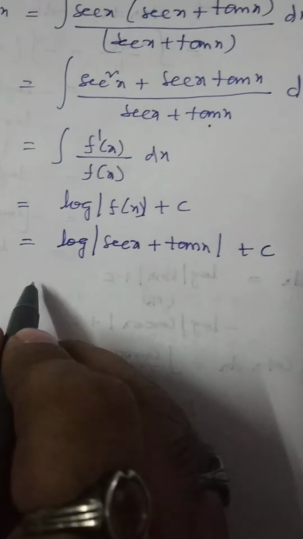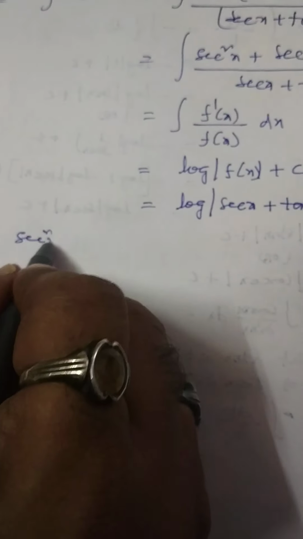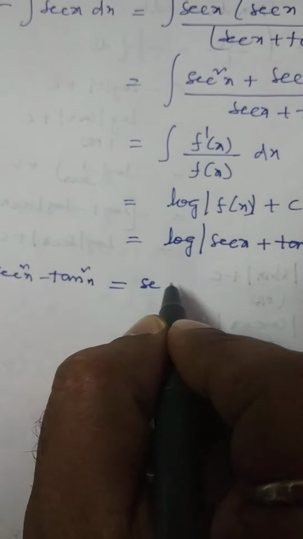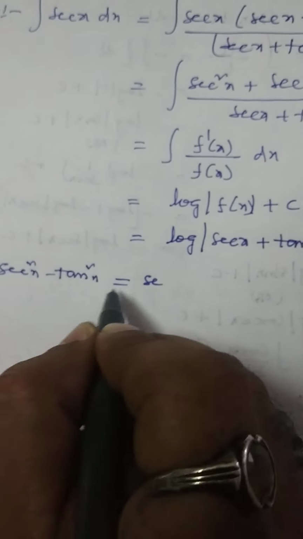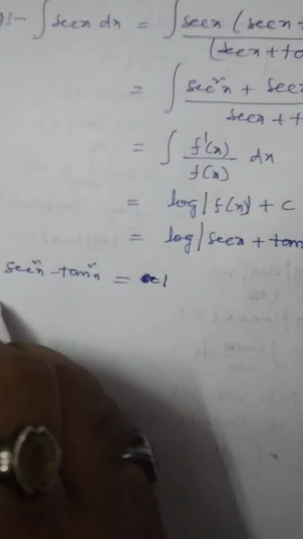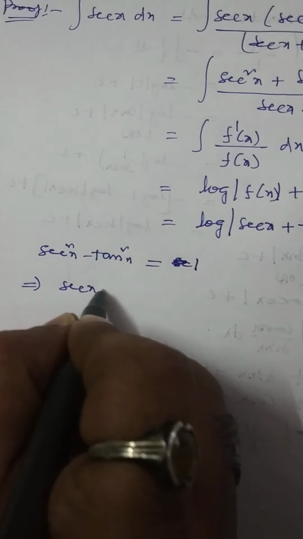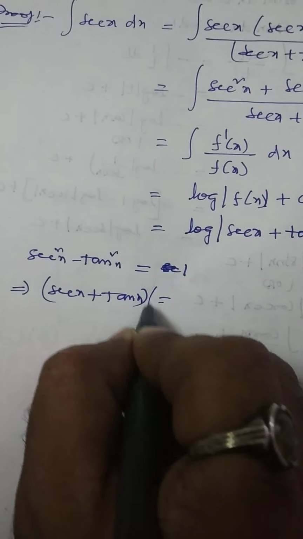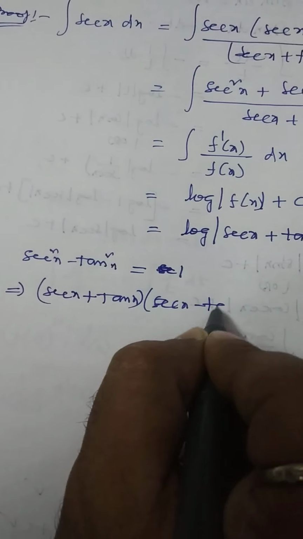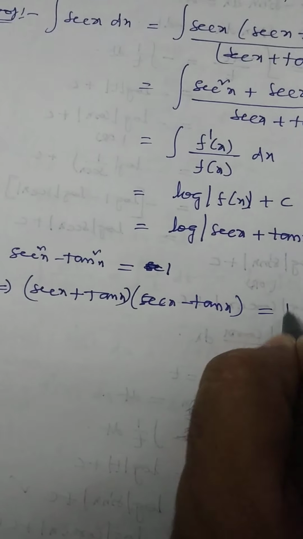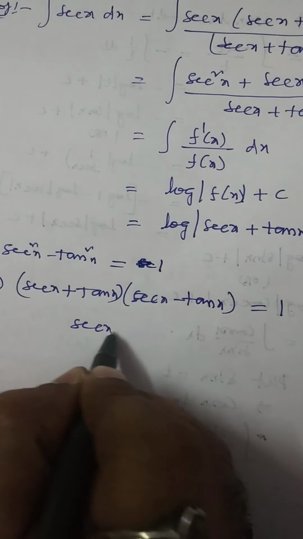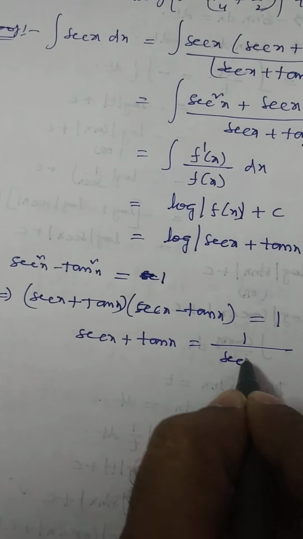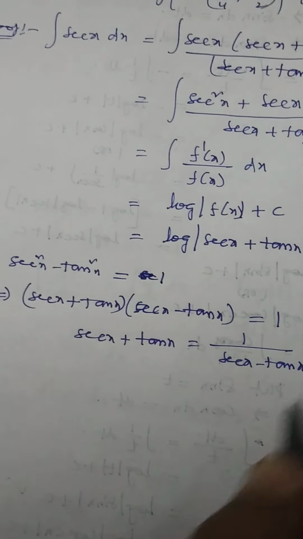We know that secant square x minus tan square x is equal to 1 actually. This is nothing but secant x plus tan x into secant x minus tan x is equal to 1. So secant x plus tan x is equal to 1 by secant x minus tan x.